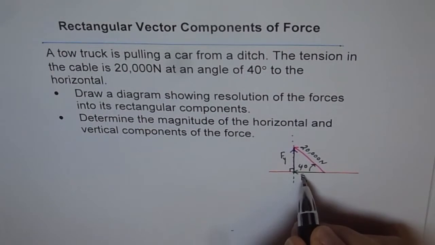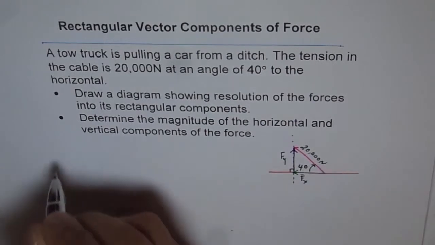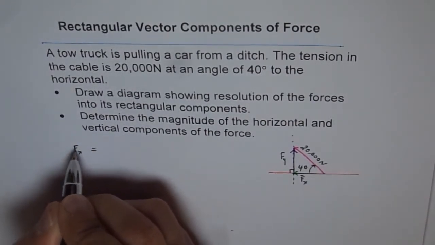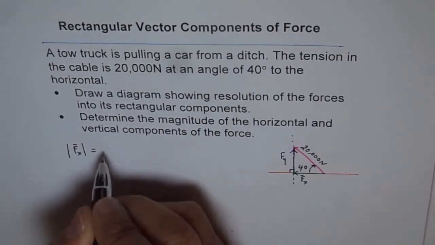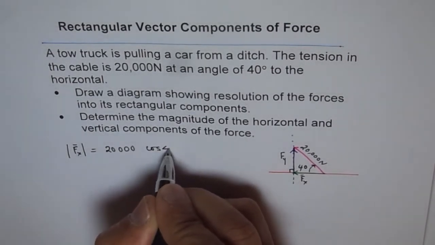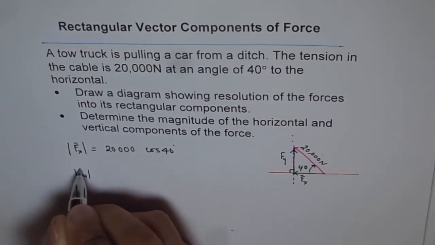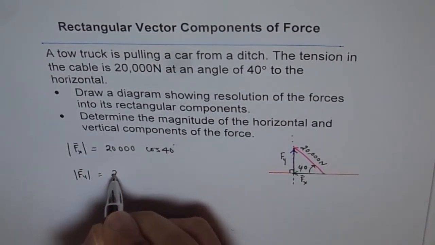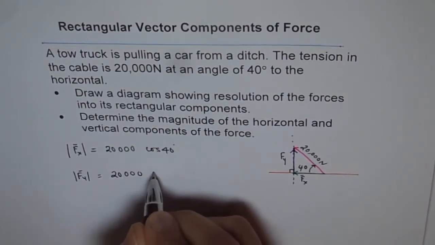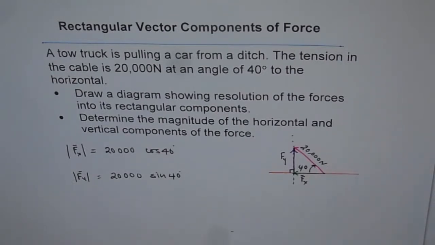In that case, Fx is equal to 20,000 cosine, right? So we have the magnitude of Fx is equal to 20,000 cos of 40 degrees. And the magnitude of the vertical component will be equal to, since it is the opposite side, 20,000 times sine of 40 degrees. So that is how we can split or resolve a force into its rectangular components, right? So let's use a calculator to calculate the answer.